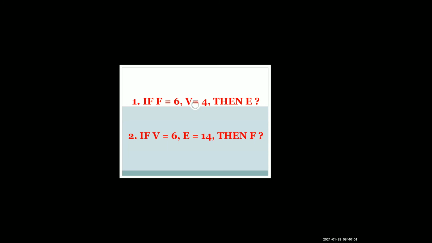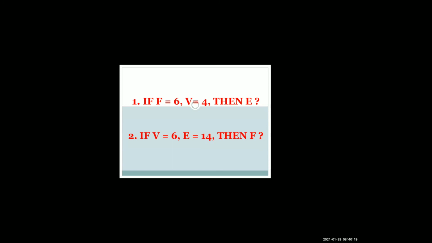Now edges? E plus 2 is F plus V. 6 plus 4 is 10. If from 10 we subtract 2, what answer do you get? Add faces and vertices and subtract 2 from it. You'll get the edges: 8.